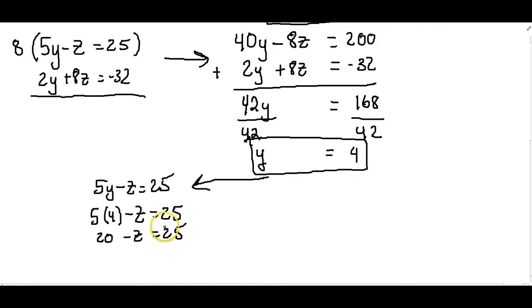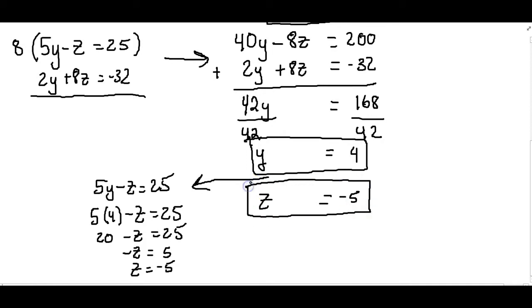We need to subtract that 20 from each side, and we get negative z equals 5. We can't have a negative z. Multiply each side by that negative. Z equals negative 5. So now we have a z value. So z equals negative 5. We now have 2 out of the 3 from the original equation.